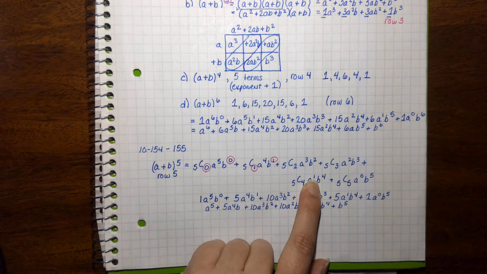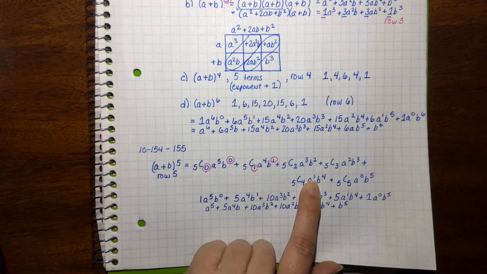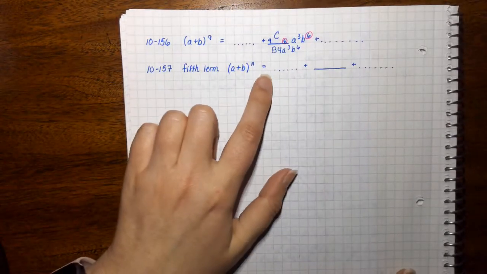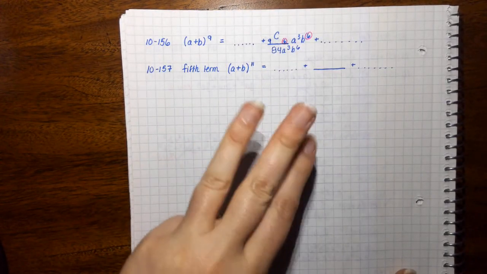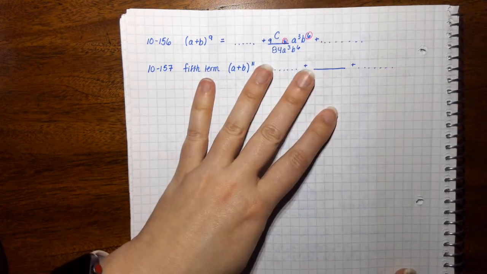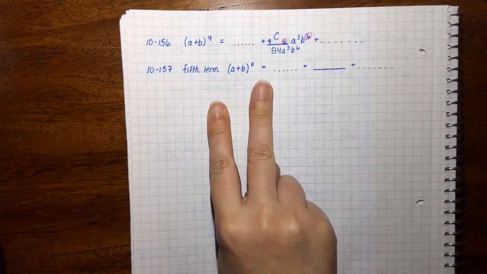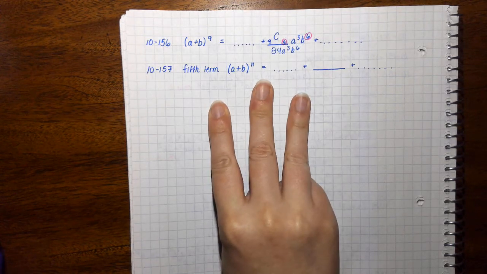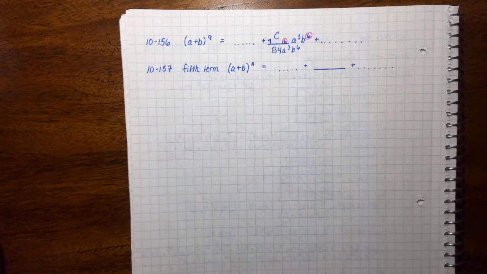Okay. So what I sort of need to do is count down. I have 11, 10, 9, 8, 7. Okay, so the 5th term will be 7. Let me do that again. So a to the 11th will be the 1st term, a to the 10th, a to the 9th, a to the 8th, a to the 7th will be the 5th term.